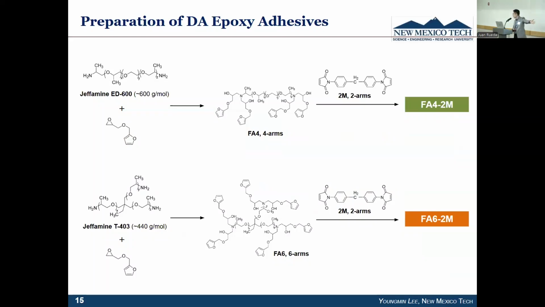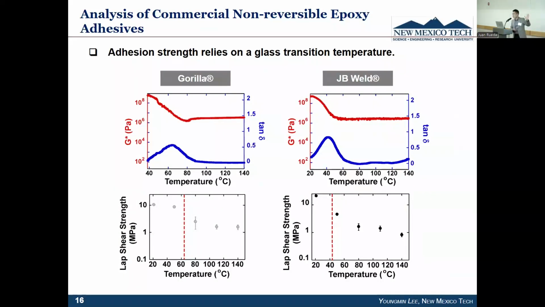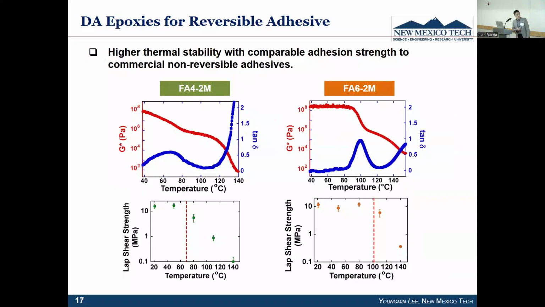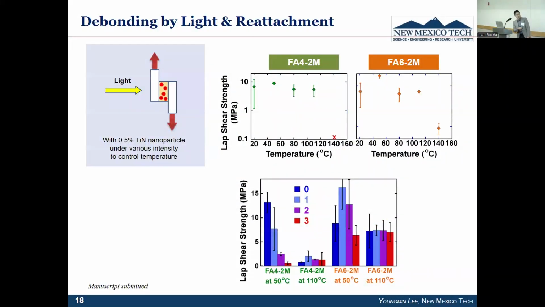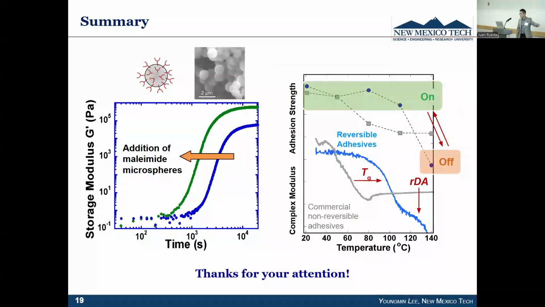So we use our system and measure their adhesion strength. This one is a commercial one, Gorilla and JB Weld. It's 10, 20 megapascal strong and non-reversible. But ours has similar 10 to 20 megapascal adhesion strength at operation, but it can drop to the 0.1 megapascal level upon heating up. It's a debonding state. And they also show reattachment 1 to 3 times. Okay. So that is the summary.